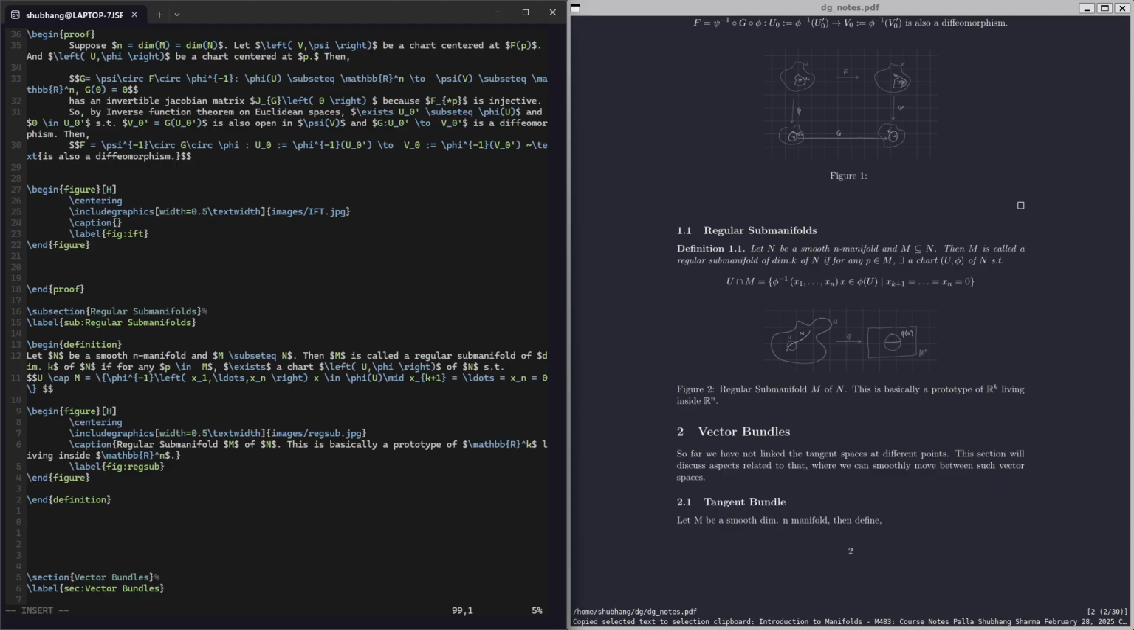Bit of terminology. Let's just say remark: n minus k, equal to dim of M minus dim of m, is called the codimension of the submanifold M.